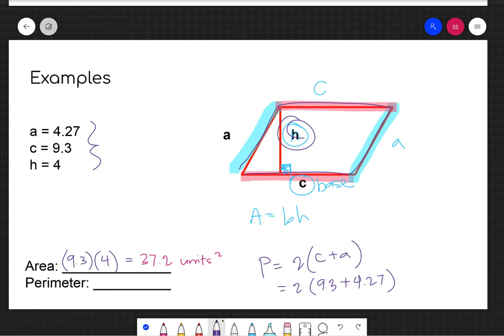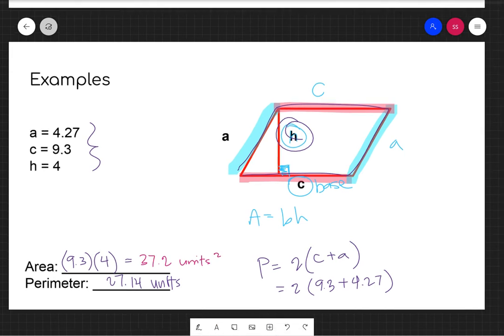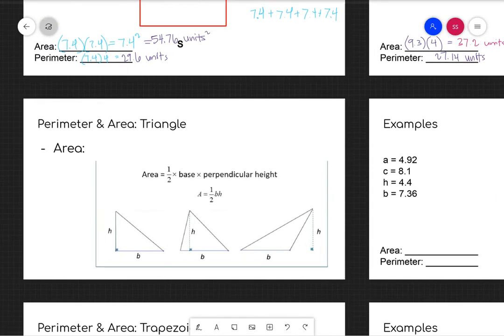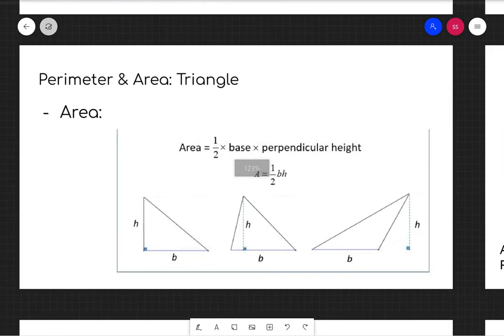Okay, so if we do the math here, 9.3 plus 4.27, then we multiply the answer by 2, we would get our grand total of 27.14 units for a perimeter. All right. Triangles. Now, before I actually get into the formulas for triangles, let me draw you another picture.